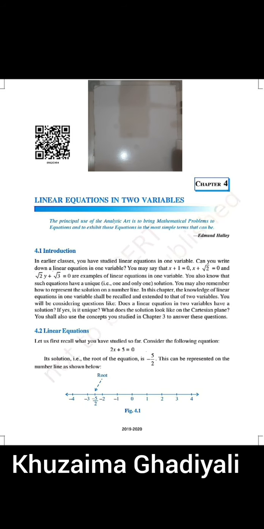So today we are going to study about the linear equation in two variables. We have already discussed the linear equation in one variable in the previous class. That means you already know some equations, that is x plus 1 is equal to 0, then x plus root 2 is equal to 0. These are some examples of linear equation in one variable which we already discussed in the previous class. So now today we will discuss linear equation in two variables.